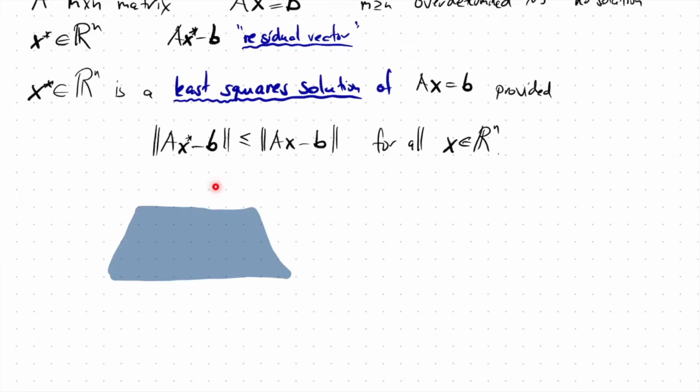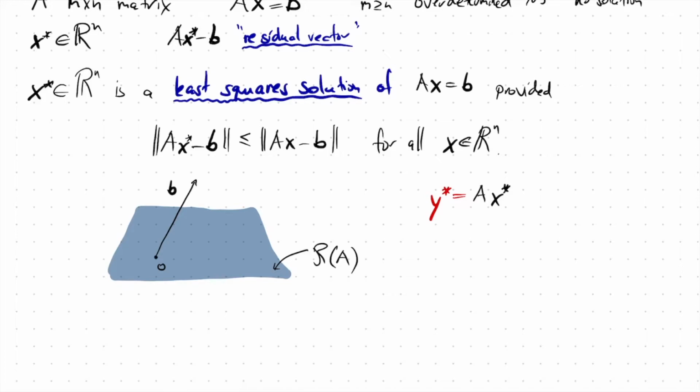Assume this is the range of A. Assume we have the zero vector somewhere here. Let's denote by y star the vector Ax star, and similarly y for Ax. So these will lie in the range, that's the definition of the range. Now assume we are given a vector b. If b lies in the range of A, then we have an exact solution. But let's assume b does not lie in the range of A, so it lies outside.